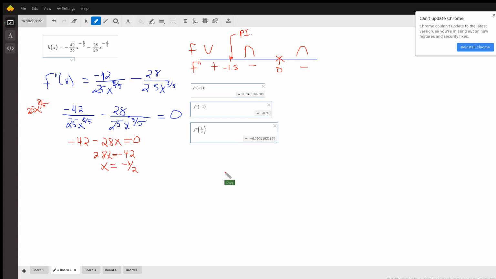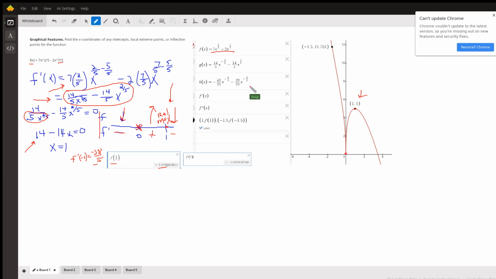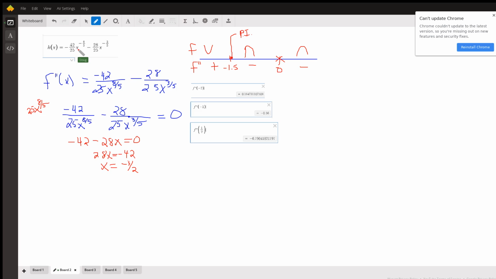Okay. Now, board 2. How do we find the second derivative? Well, if I go back to board 1, it's the same idea. We'll take this first derivative, take the derivative of the first derivative. We'll write this as x to the minus 3/5. So we'll be taking minus 3/5 times 14/5. That gives us minus 42/25, reduce the exponent by 1, etc. Okay, so there's the second derivative.